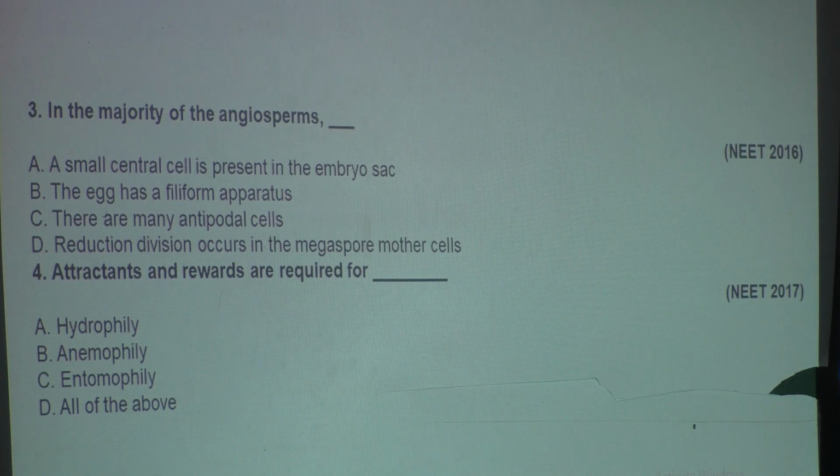Hydrophily. Hydro means water. Hydrophily means pollination through water. Anemophily means pollination through wind. Entomophily means pollination through insects. Then all the above. Which is correct according to you? It should be option C, entomophily, insects.